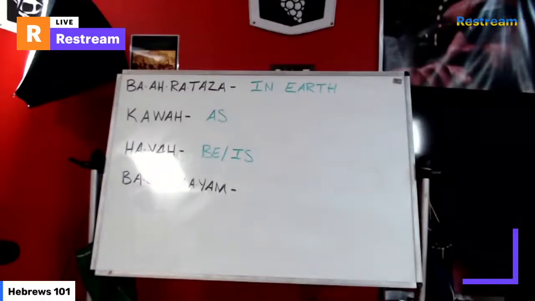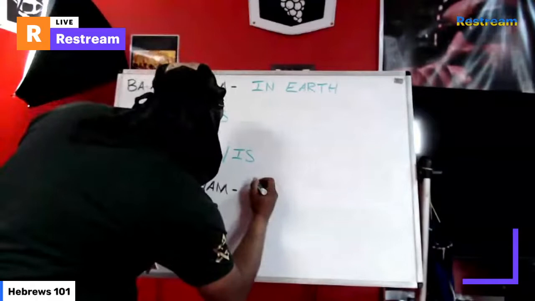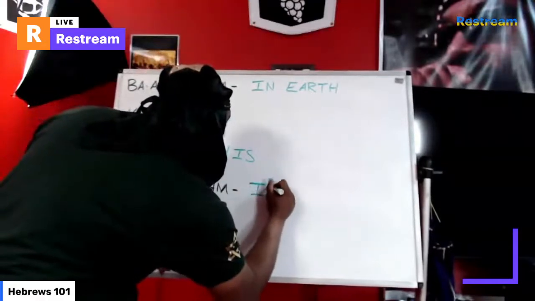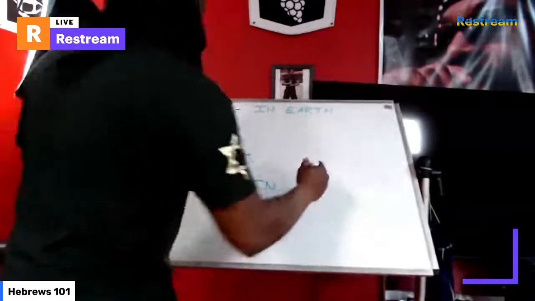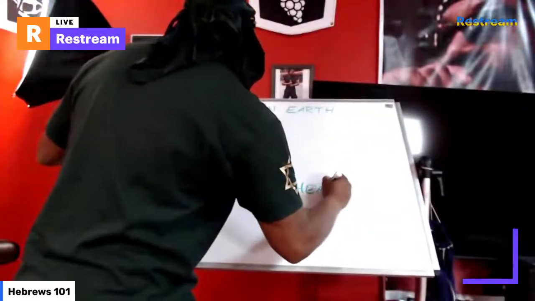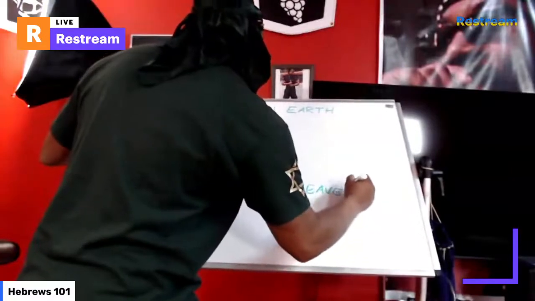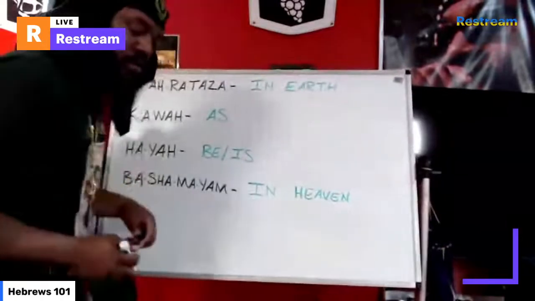Young man Abishai, what is Bashamayim? I need your help. In the building. There we go. That's right. Get that brother a hand for that. In heaven. Good job. That's right. Very good. All right. We'll let that sit.